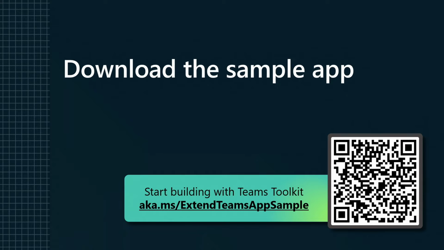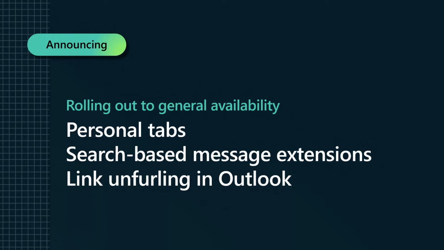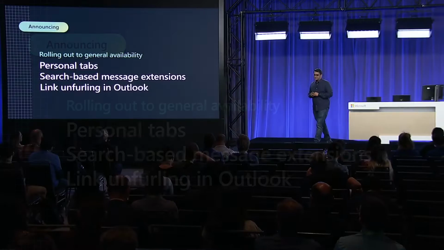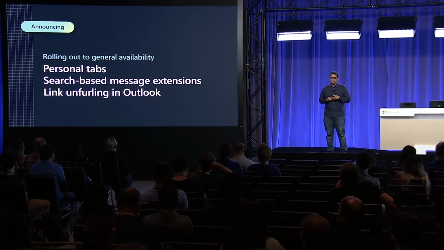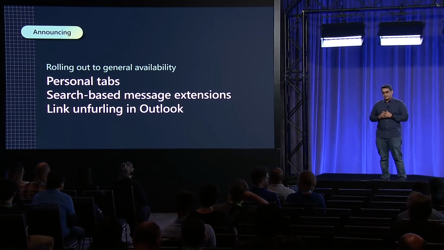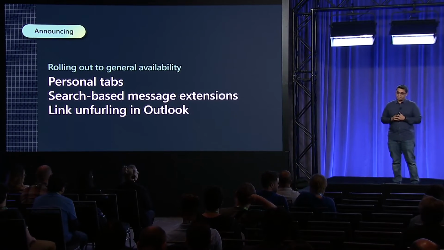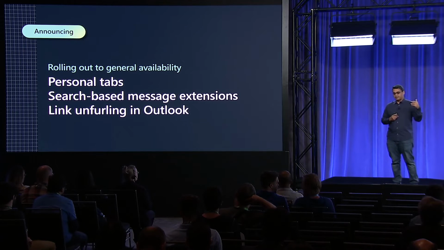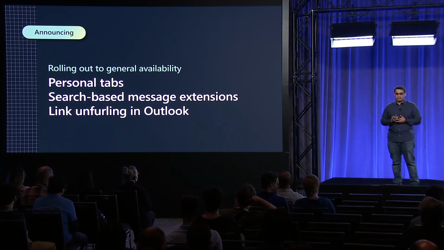The three things that you saw are personal tabs, search-based extensions, and link unfurling. They are rolling out to Outlook as we speak, so they will be available to everyone across web, Windows, iOS, and Android. In fact, one of our partners, Ernst & Young, has already updated their app to run on Outlook. And let's hear from them about their experience.